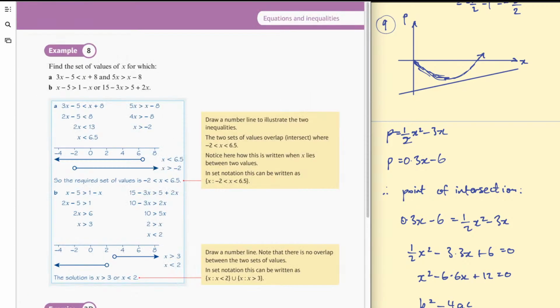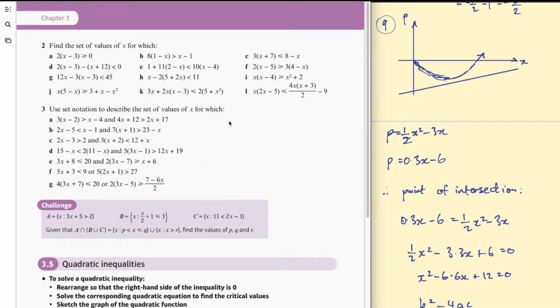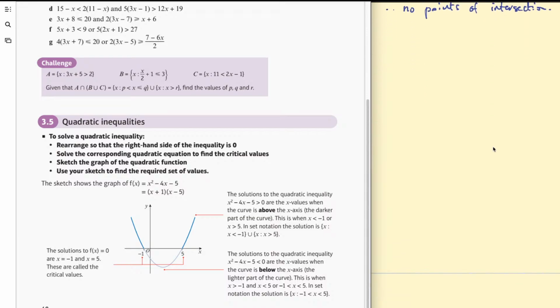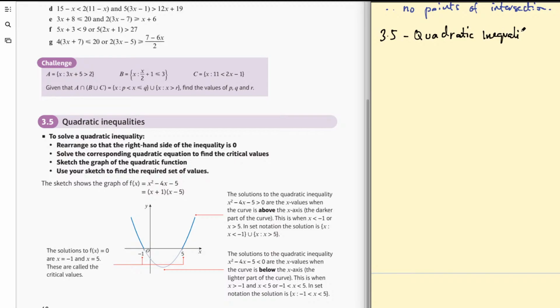Okie doke. We've done linear inequalities. Now on to quadratic inequalities. Okay, section 3.5. Quadratic inequalities.